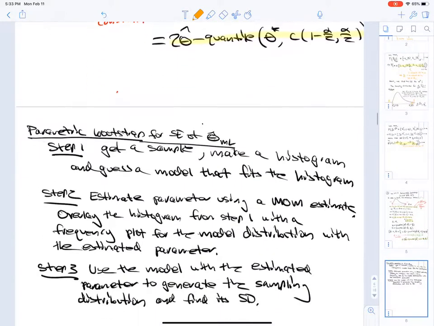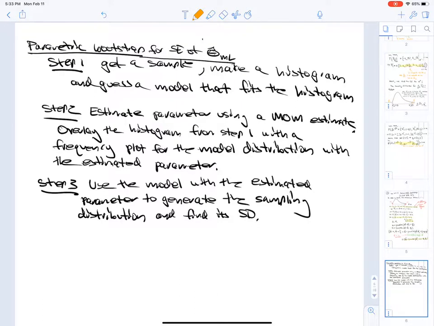Okay, so what's a parametric bootstrap? Well, the difference from a non-parametric bootstrap is that instead of resampling 1,000 times from your sample, you're going to be really confident about what your probability model is, and you're going to use R to randomly generate 1,000 samples from the distribution.